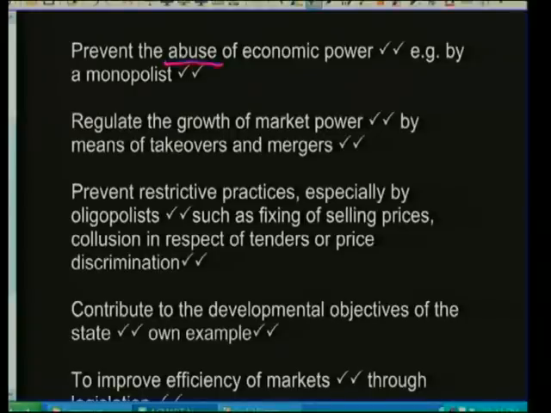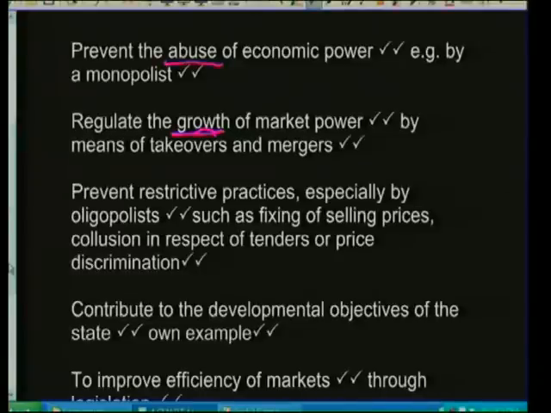To regulate the growth of market power. So when we look at the growth of market power, we have to be careful and be aware of the fact that some people might be increasing their share in the market and in that way gain control over the market. And that could be done by means of takeovers and mergers. So I mentioned those 2 examples specifically.